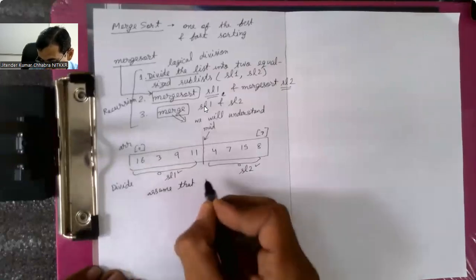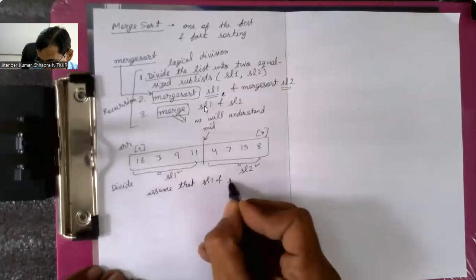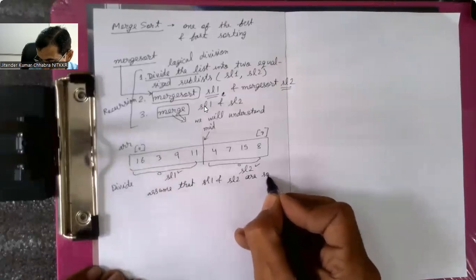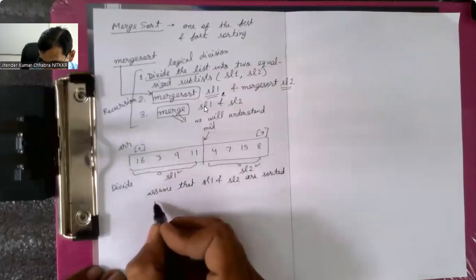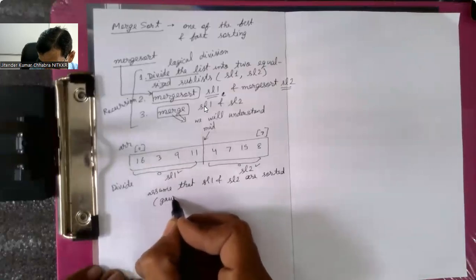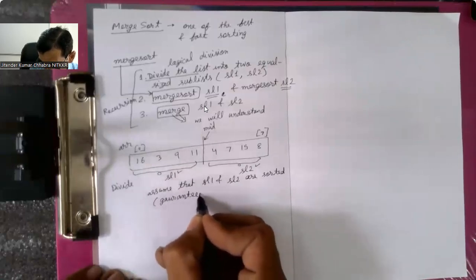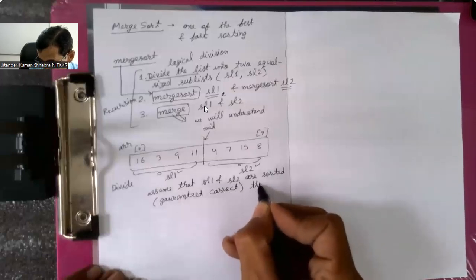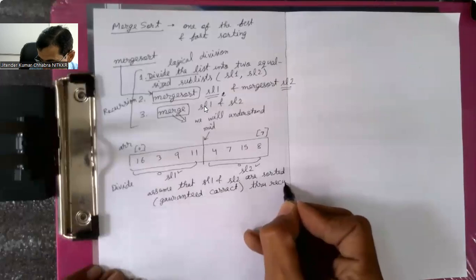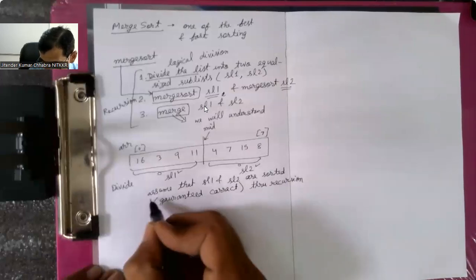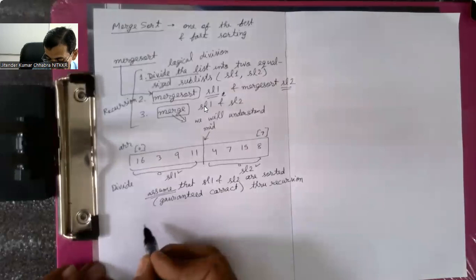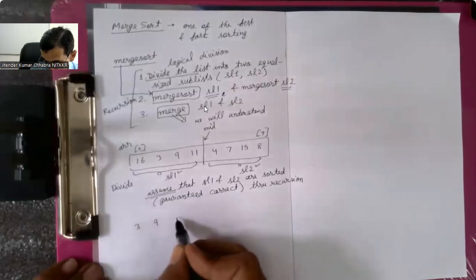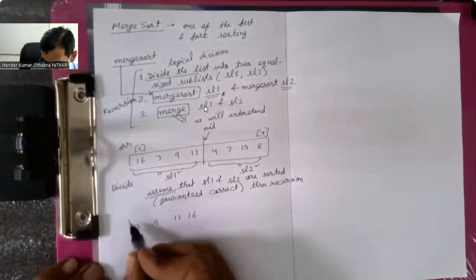Assume that sublist 1 and sublist 2 are correctly sorted, guaranteed correct, without any confusion. Assume this through recursion. Somehow it will happen. Assume. Once you assume, that indirectly means this list became something like 3, 9, 11, and 16 in the array.